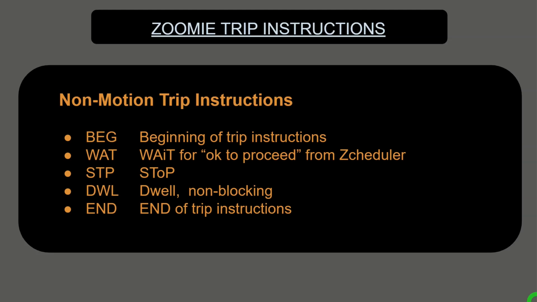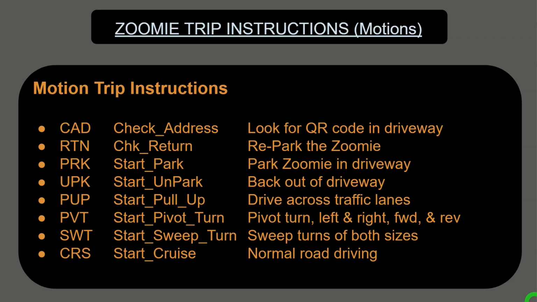DWL is our dwell, and that is a non-blocking trip instruction. Now, if you can imagine a dwell, the equivalent in Python would be a sleep for X amount of time. Problem with sleep is it's blocking. Nothing else can happen. Whereas in the case of this dwell command, I can tell motion to stop, but all other activities continue.